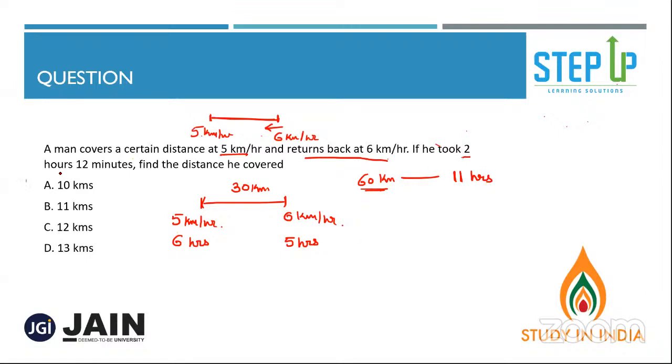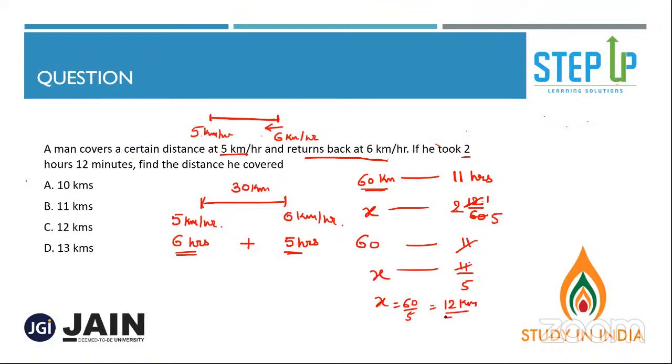So if it took 2 hours 12 minutes, what will be the distance? Let's cancel this. 2, 12, 1, 12, 5. Add 6 hours and 5 hours. 1 minute, Rehan. 5 to 10 plus 1, 11 hours. This is 11 by 5. So 11 will get cancelled. Answer will be, yeah, 60 by 5.